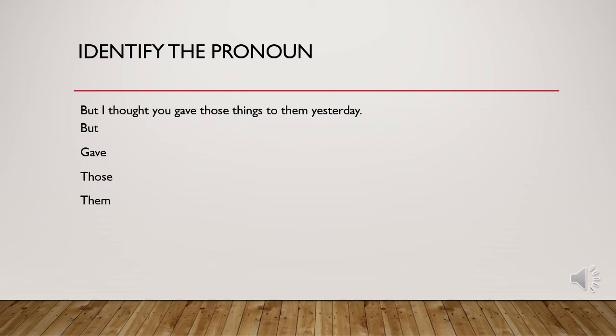Here it is the indirect object of the preposition to. But is a conjunction. Gave is the past tense of the verb to give. Those is plural demonstrative adjective modifying the noun things. So them is our pronoun and that is the correct answer as well.